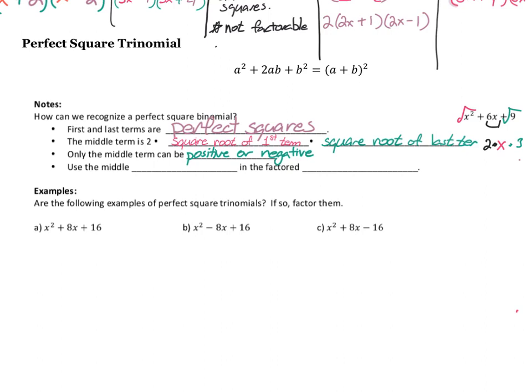Next thing that you need to notice is only the middle term can be positive or negative. And that's because if we look over here, if we're squaring something, that b squared is going to be positive. So this has to be positive. This can be positive or negative. And then when we go to factor it, you can use the middle sign in the factored binomial. Okay, that might have been a little confusing, but let's see it in action here.